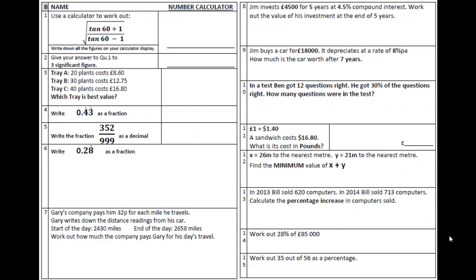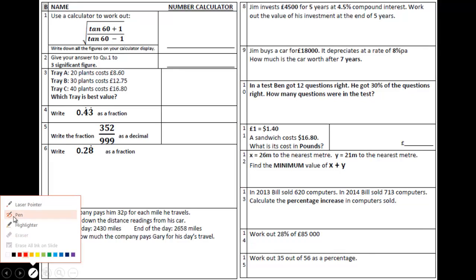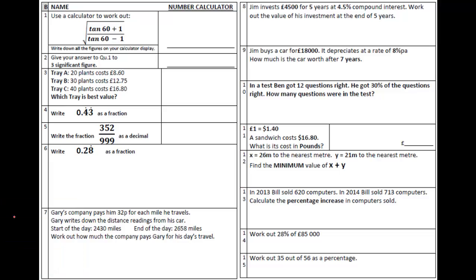This is the number calculator set B worksheet. So let's just have a quick look, and this is the sheet that you should have in front of you. Okay, make sure you have this sheet. You should have done set A already, have a good idea of how to do them. Let's actually just go through this then.